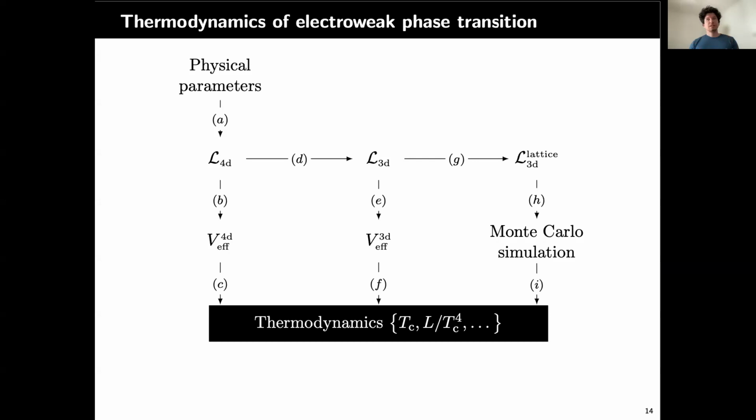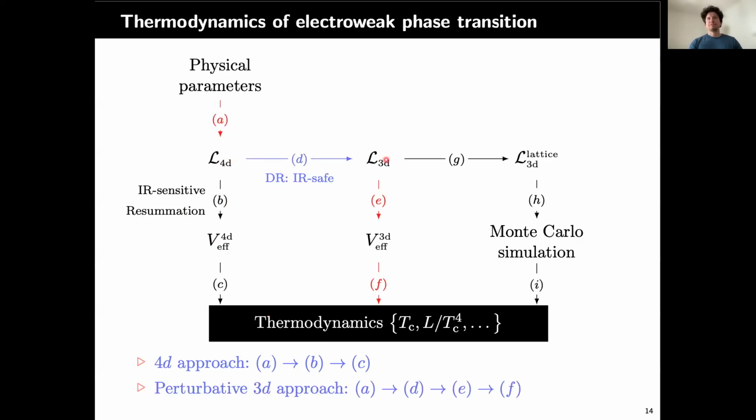Now, the strategy is the following. We have a different strategy, namely using not the standard path of going from the four-dimensional Lagrangian using an infrared-sensitive resummation framework to a four-dimensional effective potential and then computing the thermodynamics. That is not the path we're taking. We're taking the path by the effective theory using dimensional reduction, which as an EFT framework is an infrared-safe step, and one can then compute from the corresponding 3D effective Lagrangian the three-dimensional effective potential, and from there the thermodynamics of the theory. Critical temperature, latent heat, strength of the transition. That's all encoded here.